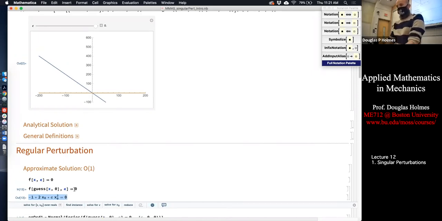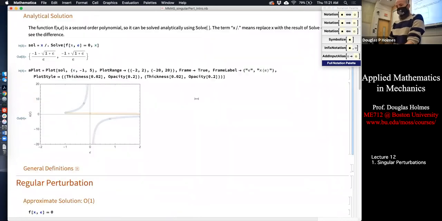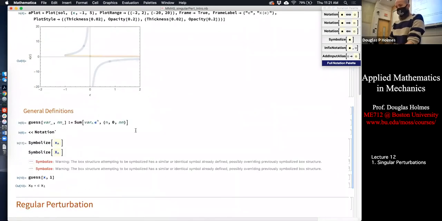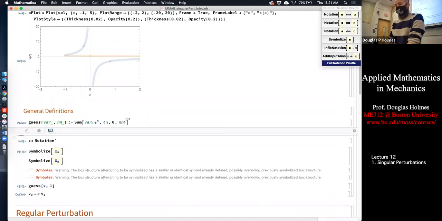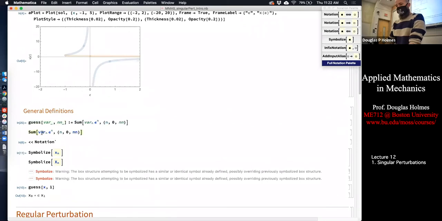Could you just explain that guess definition, where you defined guess and what that means? I think it's line 7. Yep. Let's see here. Let's take this thing out. Let's make this a little simpler. Let's replace var with x. Let's replace nn with 2. So this is just saying, do the summation. That's going to give you that capital sigma sign. Summation of x sub n times epsilon to the n. Do the summation from 0 to 2.